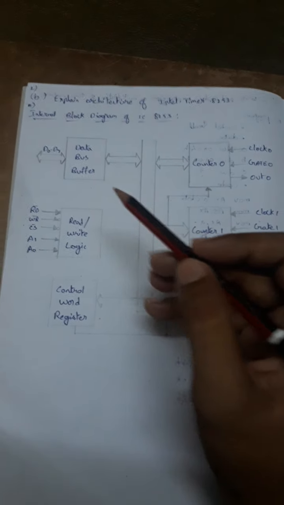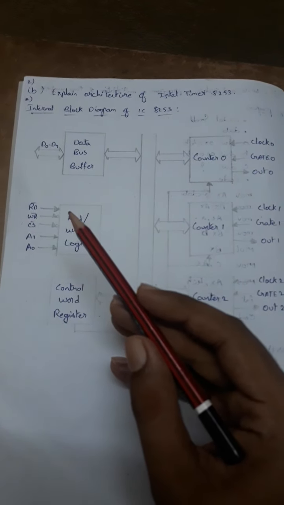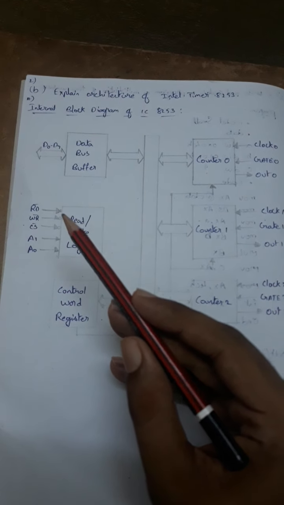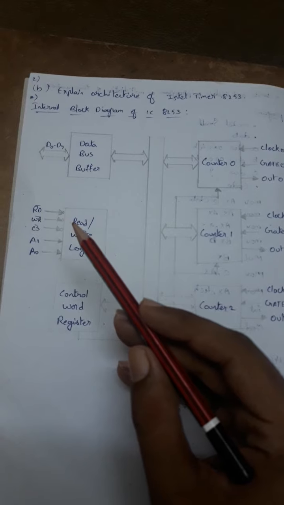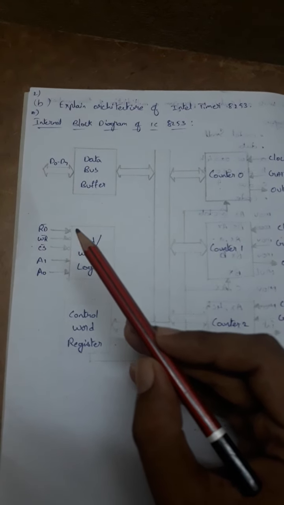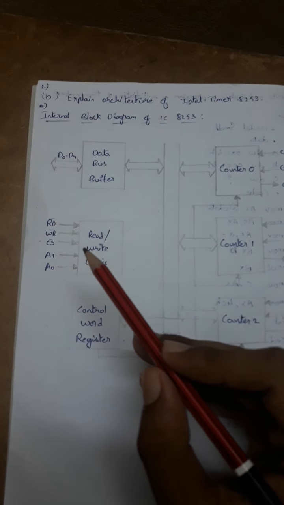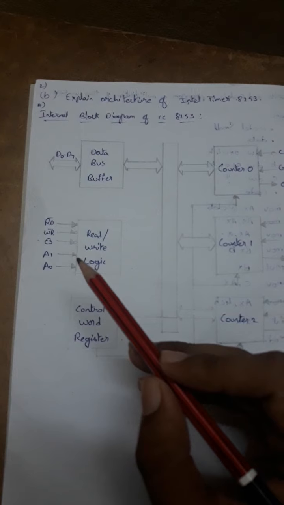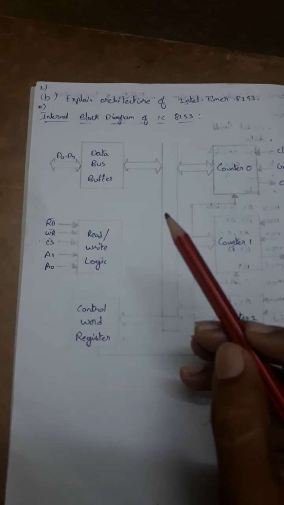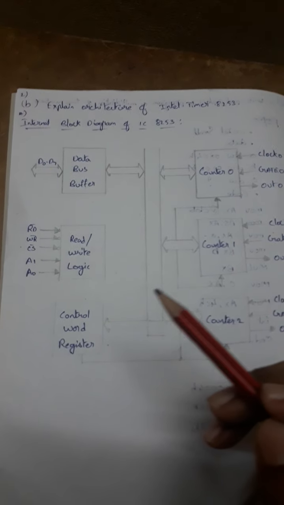8086 microprocessor. And in the read or write logic, there are 5 signals. Read, RD and WR, these are peripheral IO signals. These are connected with IOR and IOW. And CS is the chip select, and A1 and A0 are two address lines linked with the A1 and A2 address lines of the microprocessor.